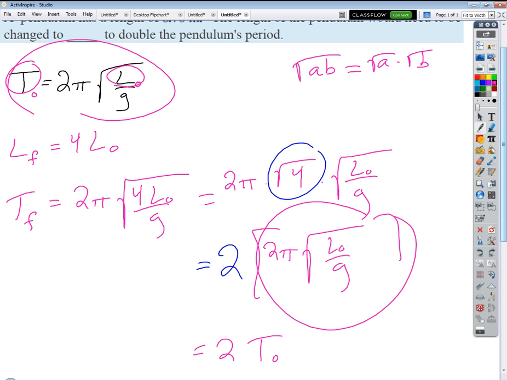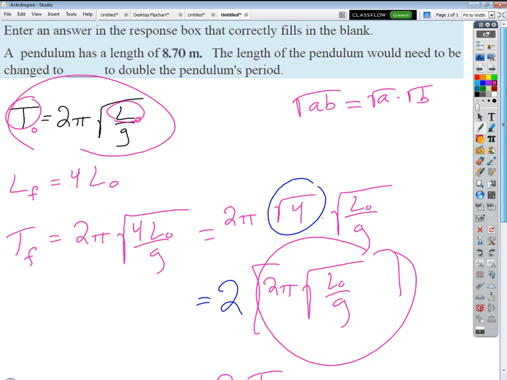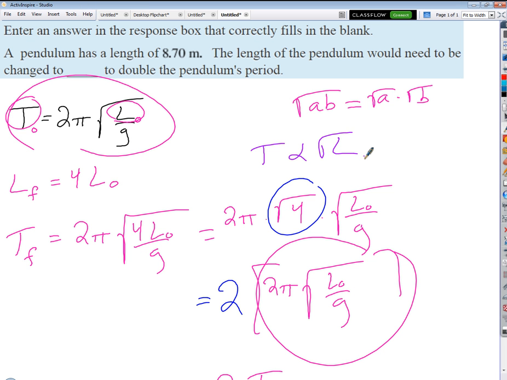But the answer's 34.8. Exactly. Okay, 34.8. So, would you just be able to say like, in the equation, 2t equals 4l, if you're making an equation? Well, the way I would have probably done this in college is I would have just said that T is proportional to the square root of L. Because of that, it has to be four times as big if T is doubled.